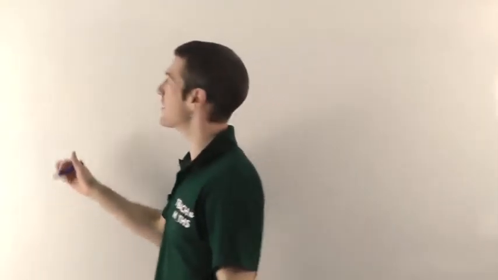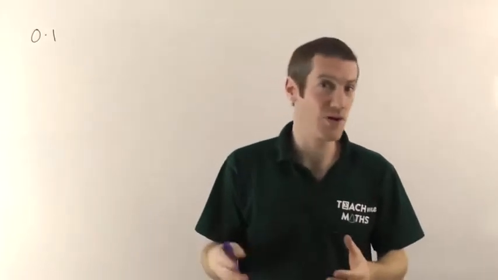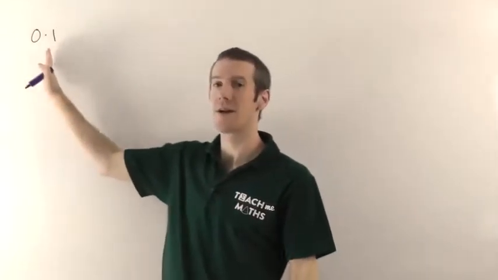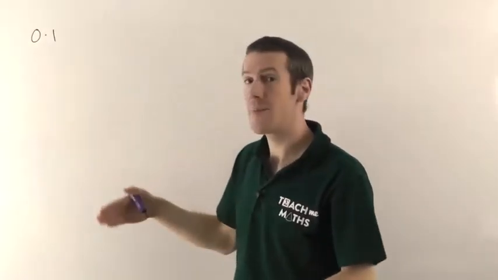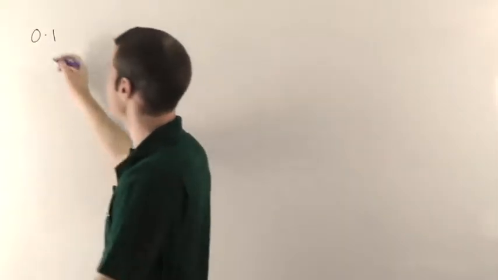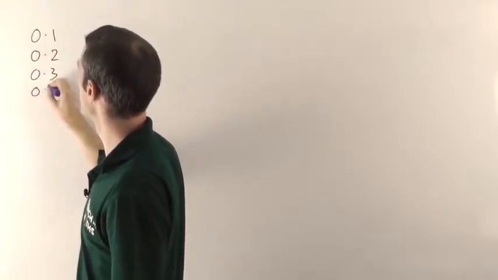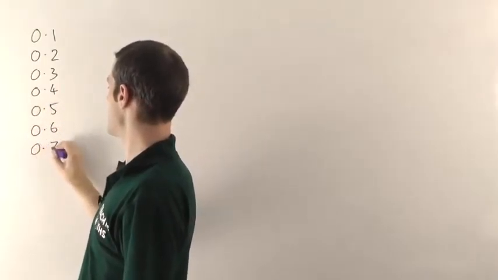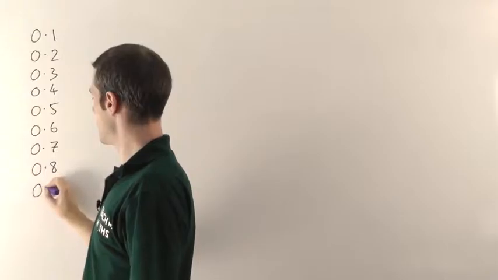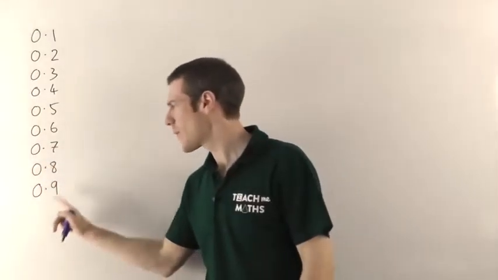Now, before we get going, I'd like to ask you a little question, a puzzle if you like. We're going to count. But instead of counting 1, 2, 3, 4 in the usual way, I want to count here in decimals. So I'm going to start with 0.1 and I'm going to keep adding 0.1 each time. So 0.1, 0.2, 0.3, etc. You get the idea. We're going to keep going until we get to 0.9. So 0.7, 0.8, 0.9. My question is, what comes next?